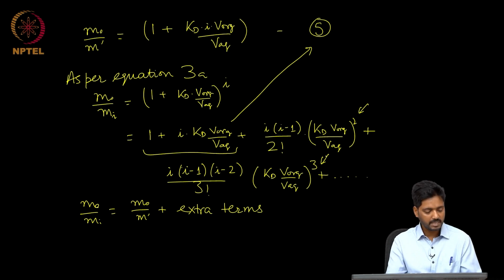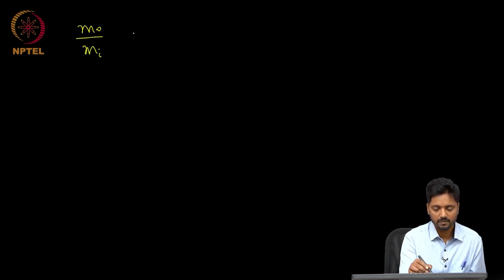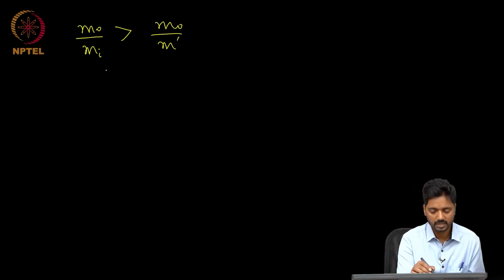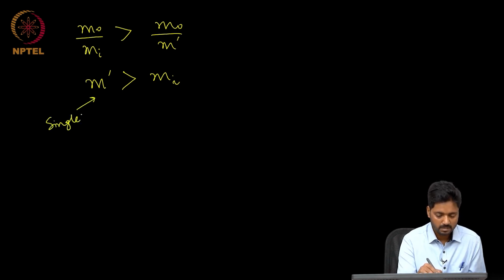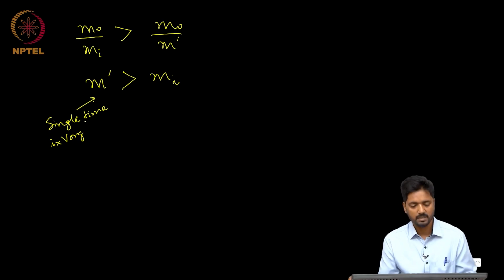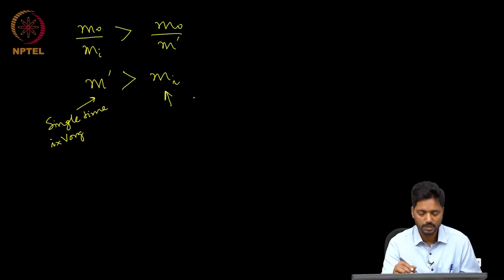So, what we see here is that m naught by m I will turn out to be greater than m naught by m dash, or in other words, when we rearrange this, m dash will turn out to be greater than m I. So, the extraction a single time with I into V org volume of the organic solvent results in more amount of solute that remains unextracted compared to the same volume of organic solvent used multiple times.